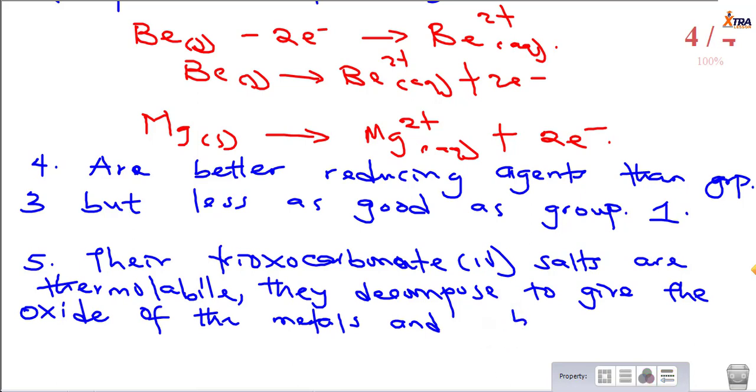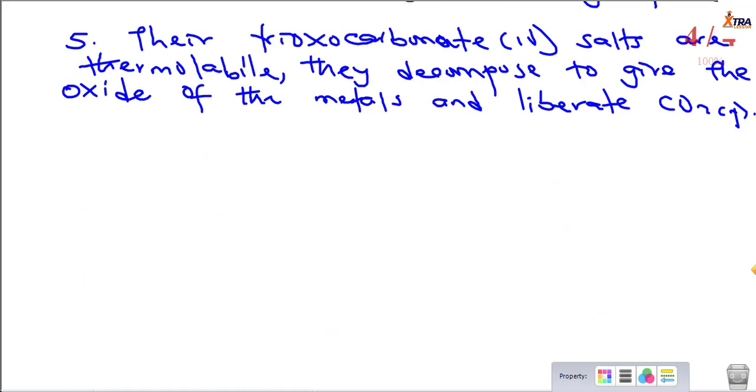We'll look at a couple of reactions now. And then they liberate CO2 gas. And that's one of the ways you can produce carbon 4 oxide in the laboratory. One way to produce CO2 is decomposition of the carbonates of group 2, right? It gives you CO2. If you're asked in your exam to describe one laboratory preparation of carbon 4 oxide, you can give them this: the decomposition of the carbonate of a group 2 element.